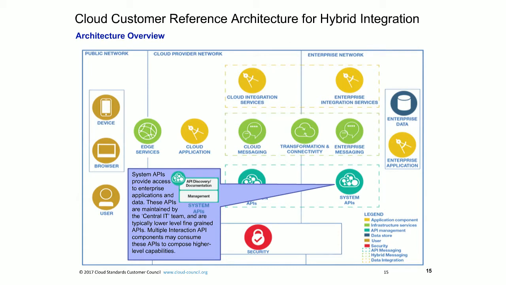So next we'll talk about the counterpart components to the three gateways that we talked about on the cloud: the system APIs, the enterprise messaging component, and the enterprise integration services component. So let's look at the system APIs. System APIs provide access to enterprise applications and data. And we typically have the system APIs maintained by the central IT team that we talked about around roles. And they are typically lower level fine-grained APIs.